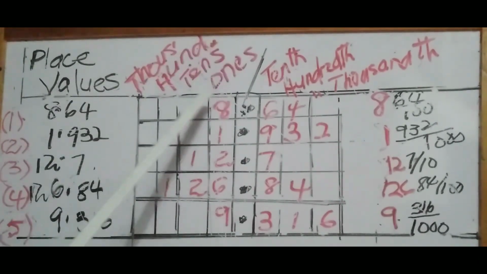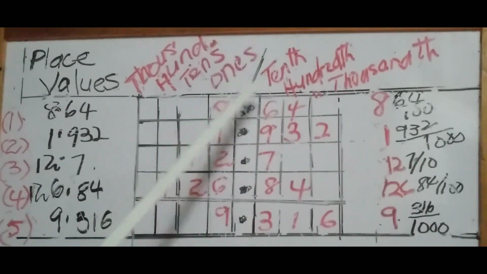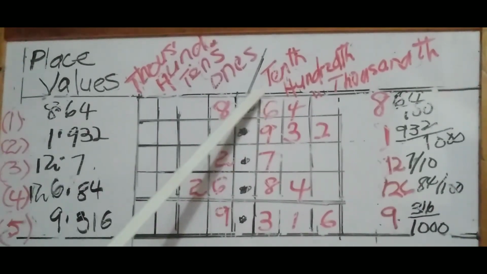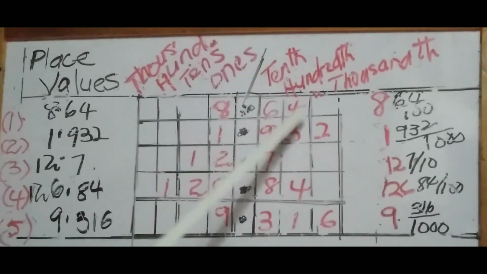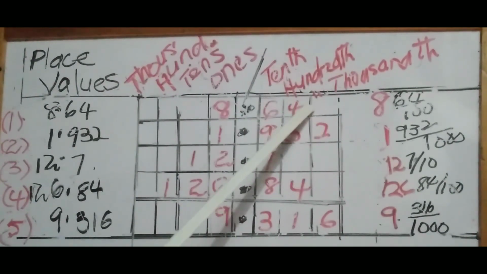So 8.64 is 8 ones. The 6 will be 6 tenths, because the first number to the right of the point would always be in the tenths place. Then you have the hundredths place, so the 4 would come in the hundredths place. And if you have another number, it will come in the thousandths place. All right, so that's that.